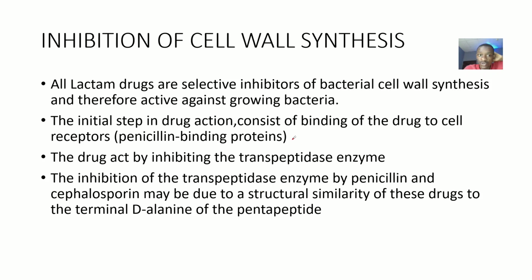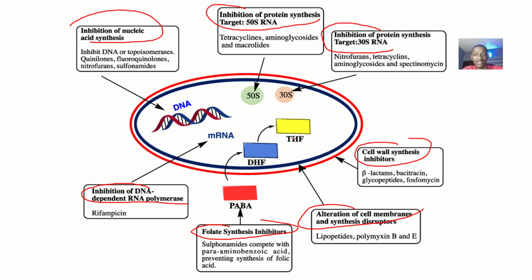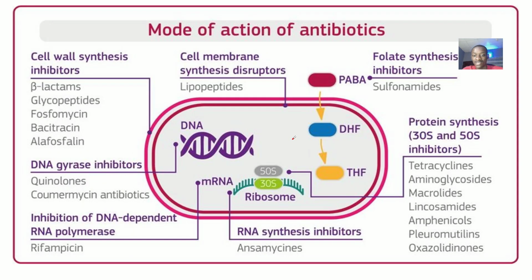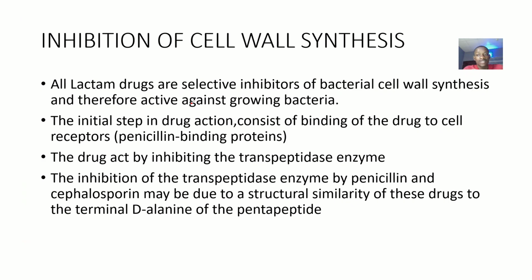So the first one is inhibition of cell wall synthesis. I've already made this image dirty, so I would like to use the next one. Where's the cell wall here? It is cell wall synthesis. It will stop the bacteria from forming a cell wall. Now, if there's no cell wall, the bacteria will not be resistant to damage. That's literally what it means. So inhibition of cell wall is like this.